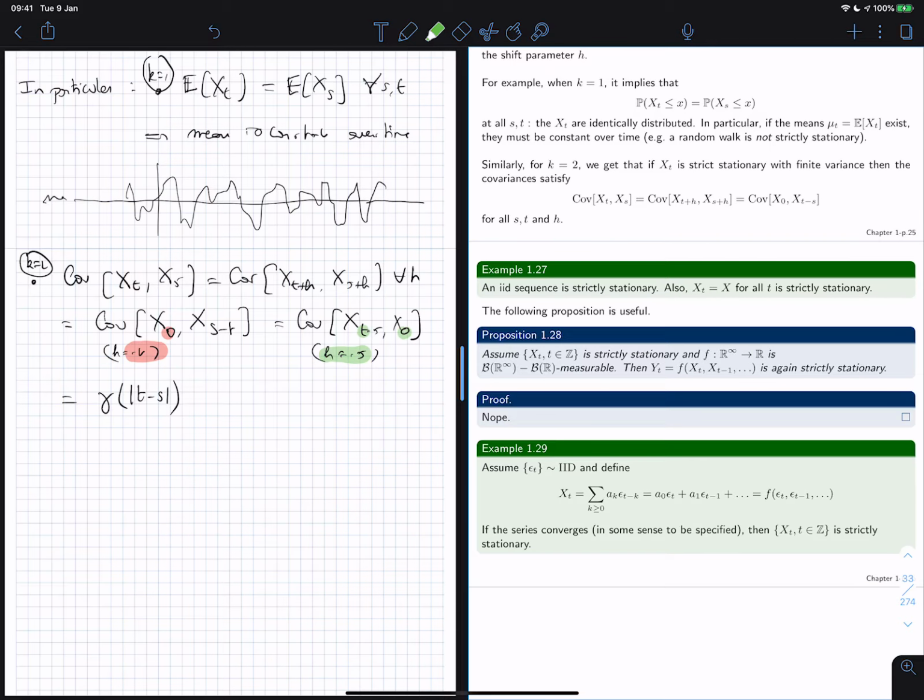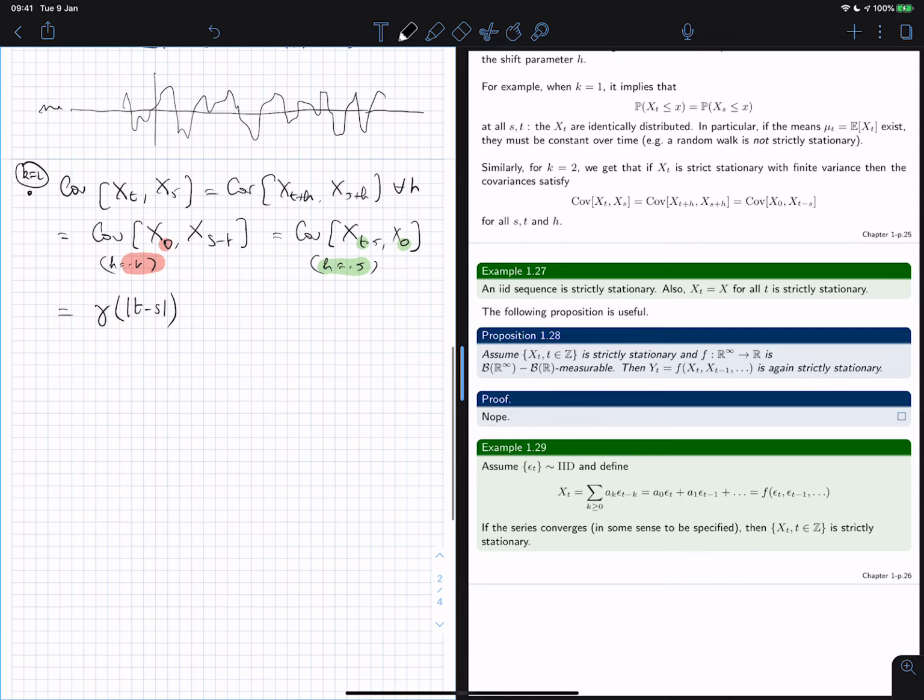An example of a strictly stationary sequence is an IID sequence. Well, I think that's actually quite obvious. So if Xt is IID, then it is strictly stationary.